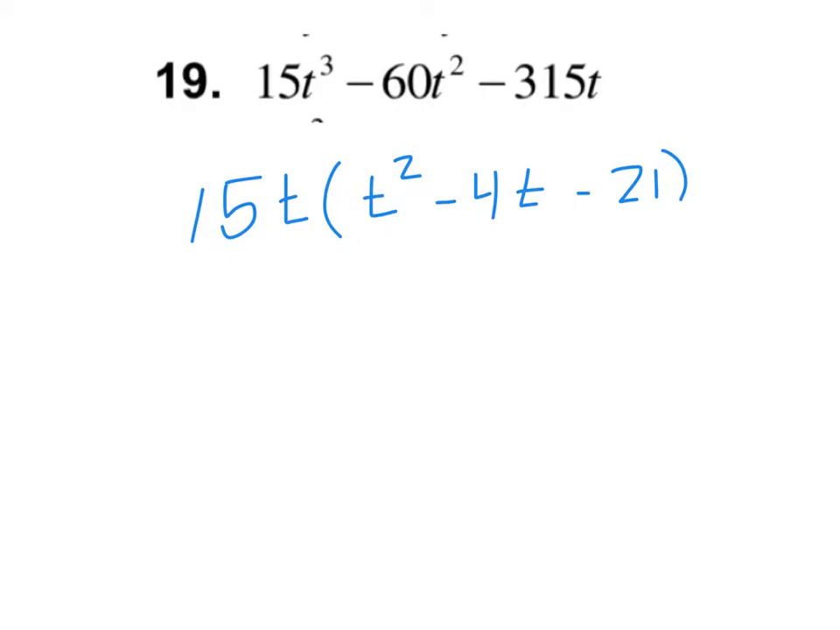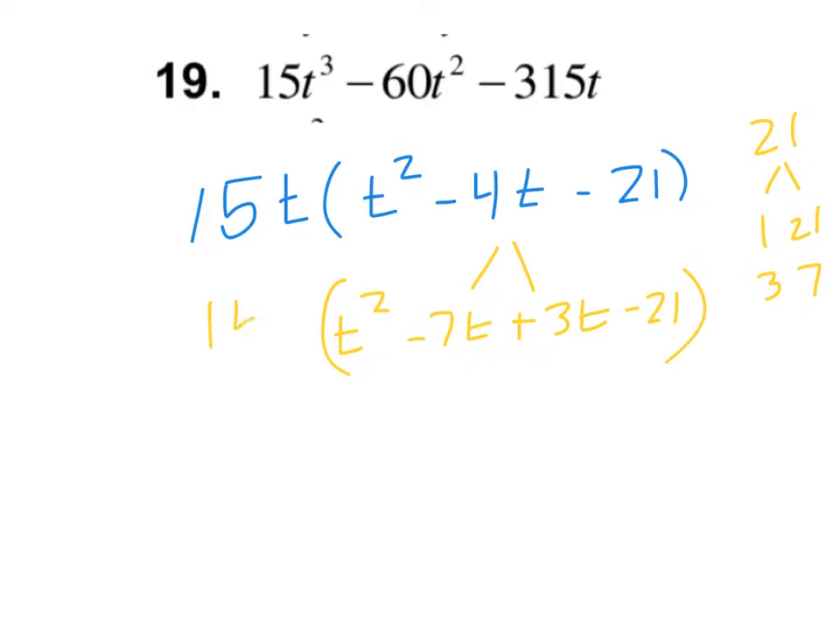Okay, then in my parentheses now, I have 3 terms that form a trinomial. So I'm going to do the a times c method. A times c is 21. What multiplies to be 21 and added or subtracted is negative 4? That's 3 and 7. So I'm going to rewrite this as t squared minus 7t plus 3t minus 21. And then don't forget to bring the 15t down.